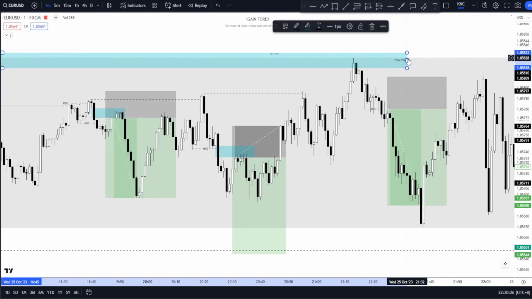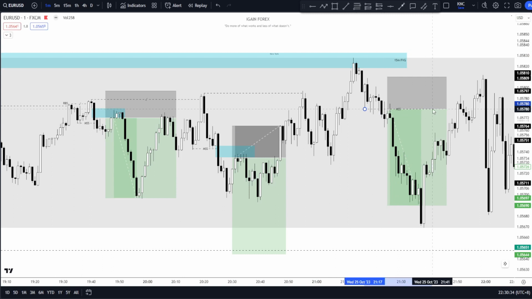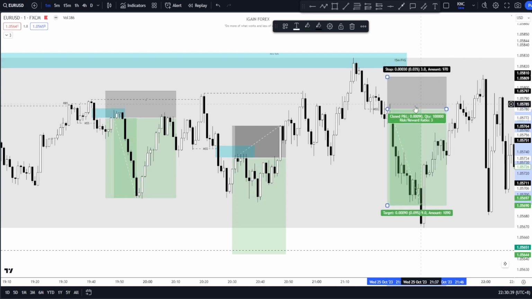So a reaction happened again on this 15 minutes FVG, and then this internal market structure shift, and then entered at this internal market structure shift line again, and then target a 1:3 again. So that's how we did on Wednesday, October 25. 2 wins on London, 2 wins on New York, and 1 loss.